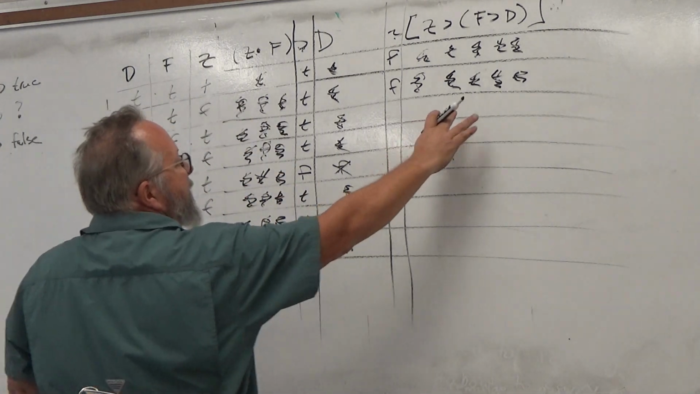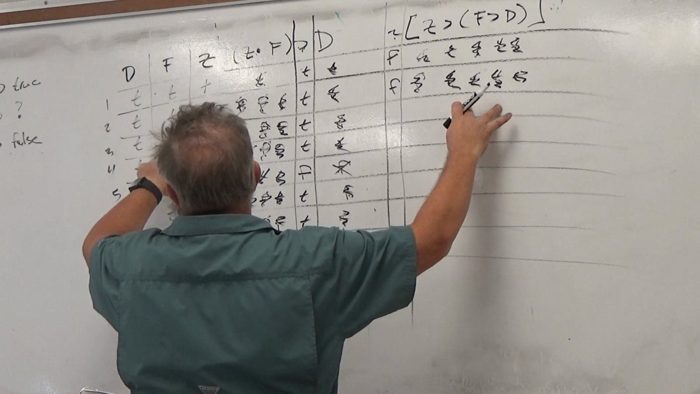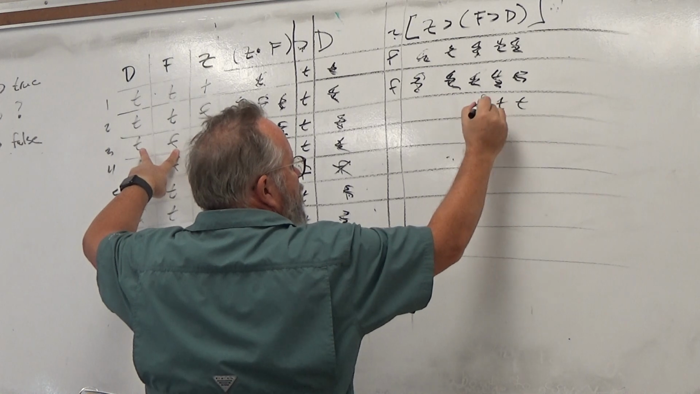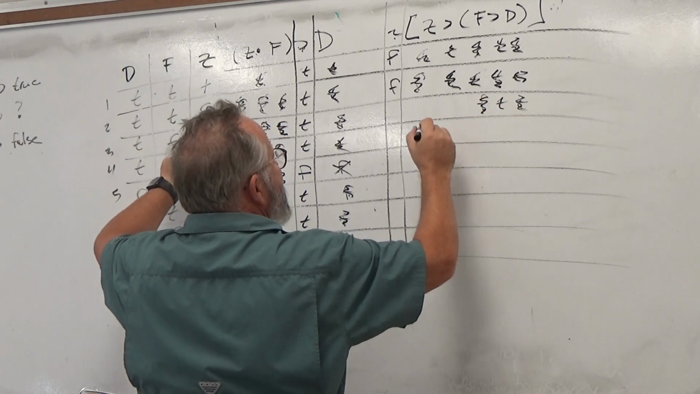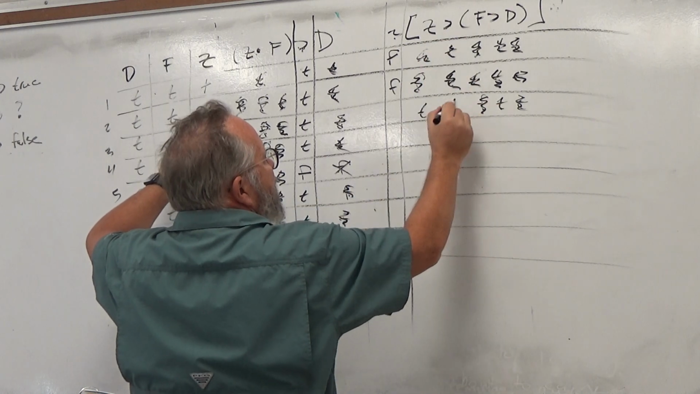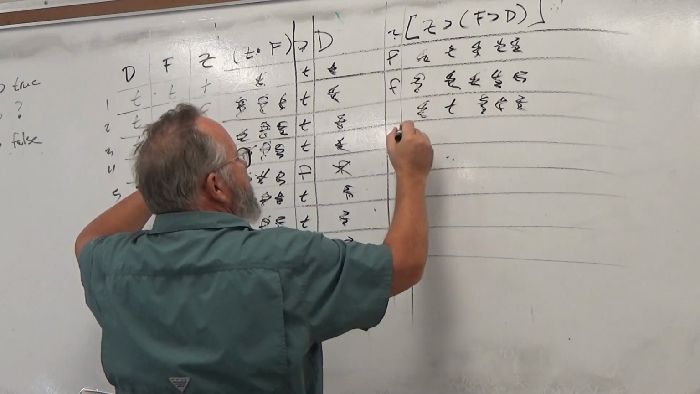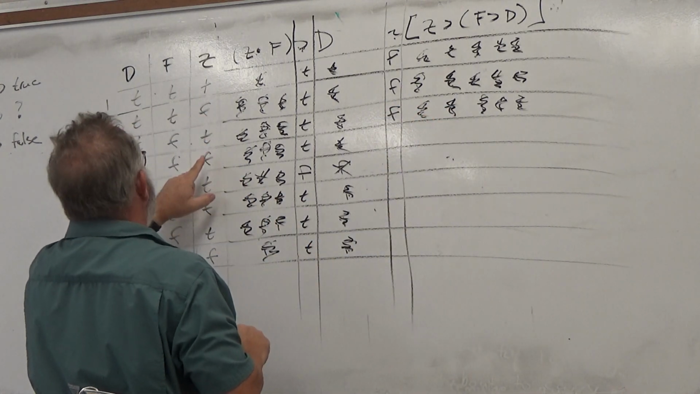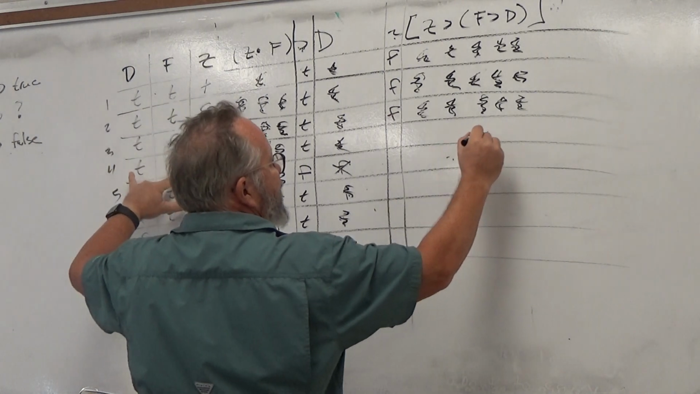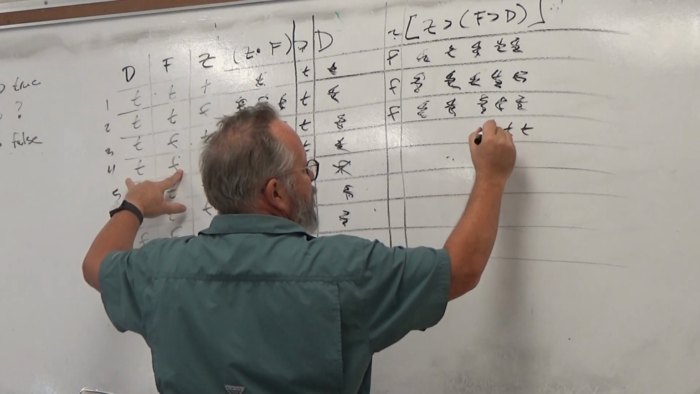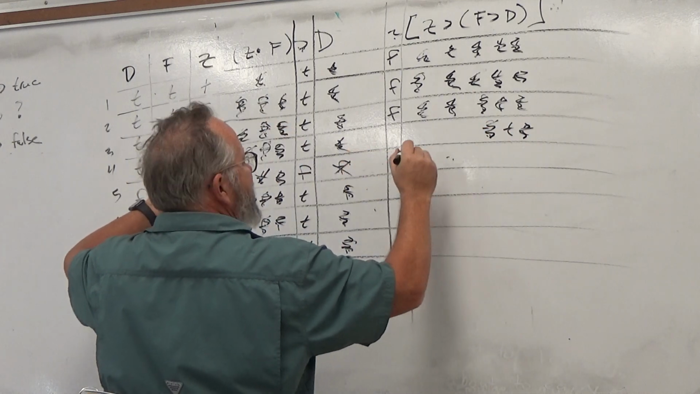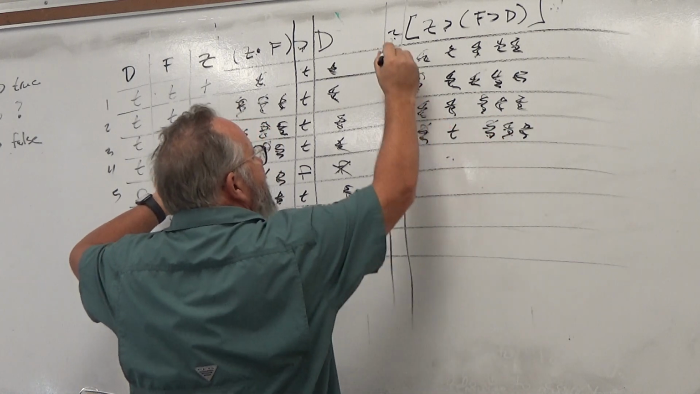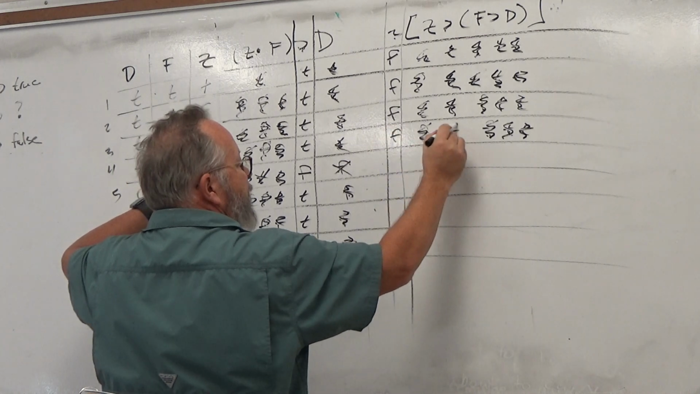Okay, let's keep going. F, then D. We have false, then true. False, then true is true. And Z is true, so true, then true is true. But we have a negation, which makes this false. Okay. Next line, F and D. We have false, then true, which is true. And Z is false. We have false, then true, which is true. And we have not true, which is false.